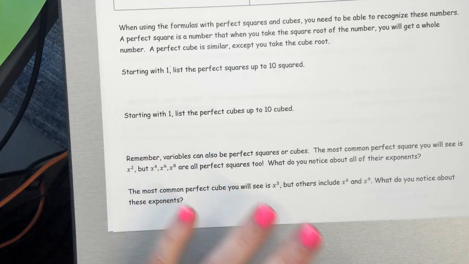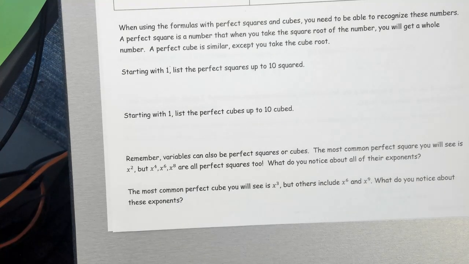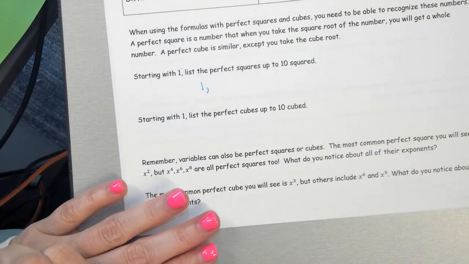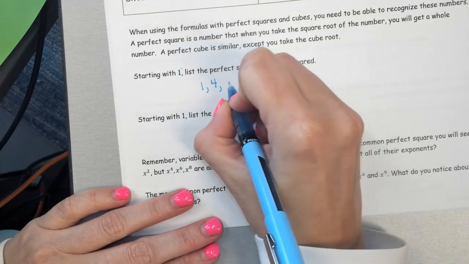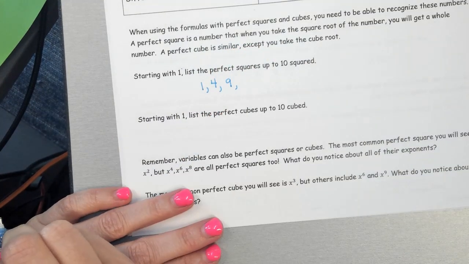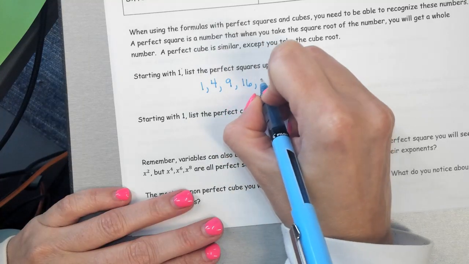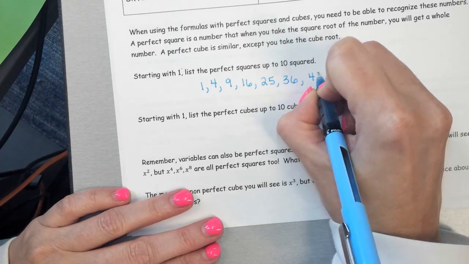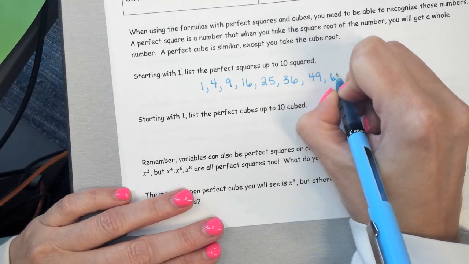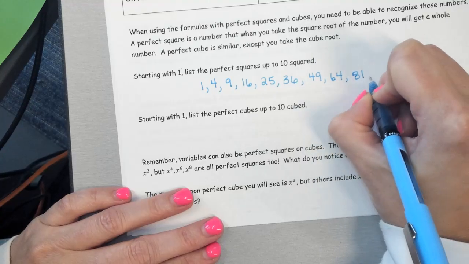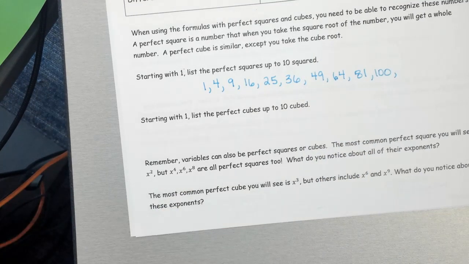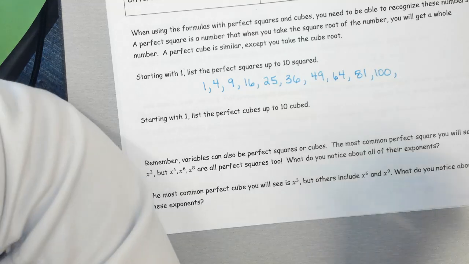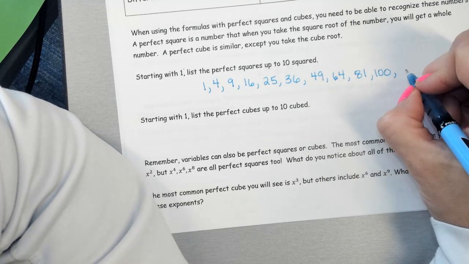Okay, so starting with 1, we'll list the perfect squares up to 10 squared. And to generate that list, we're just going to square. So we're going to do 1 squared, 1, 2 squared, 4, 3 squared, 9, 4 squared, 5 squared, 6 squared, 7 squared, 8 squared, 9 squared, 10 squared. Oh, do we know 11 squared? What? 121. I'll put these on here for funsies.